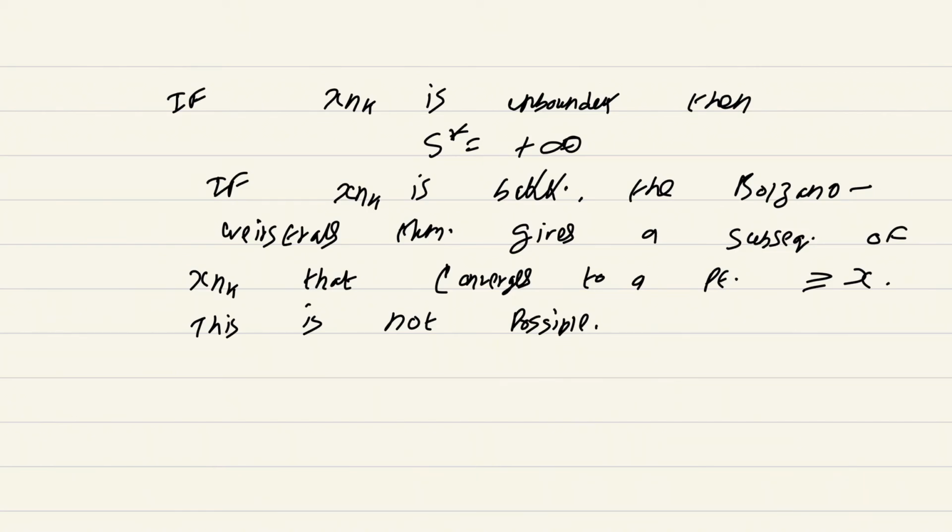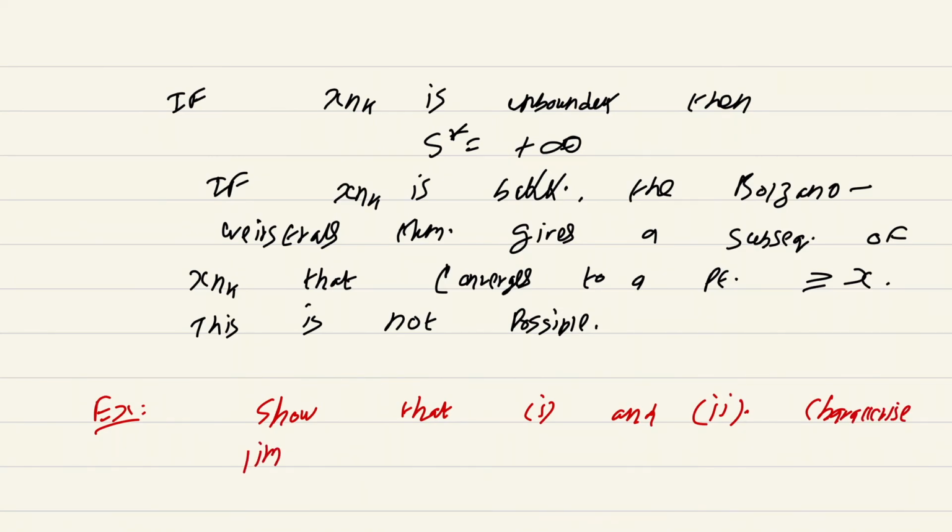I just want to make a remark, or rather I'll give an exercise. Show that 1 and 2 characterize limsup uniquely. That means if there is a number that satisfies 1 and 2, then that has got to be the limsup.